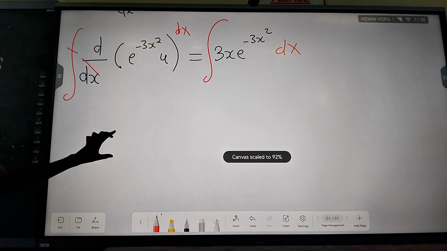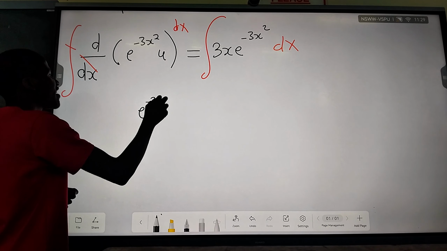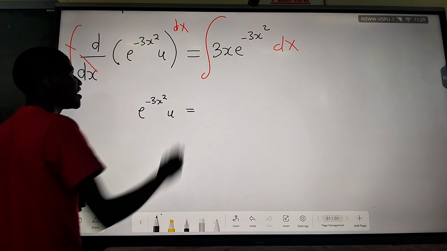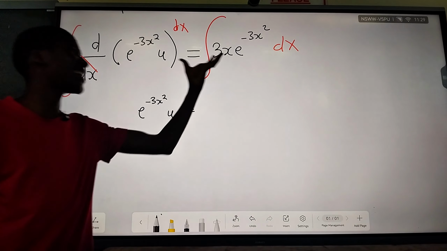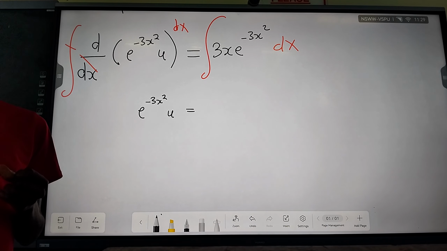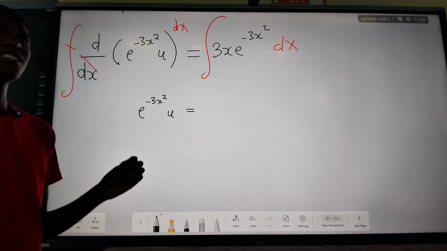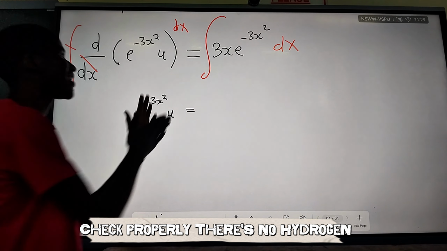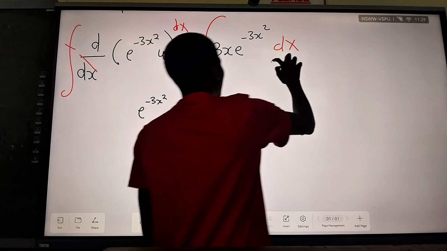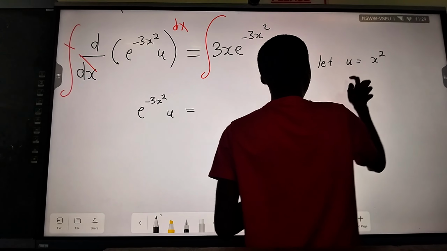So from here, e to the power of negative 3x squared times u is equal to, on the other side, with respect to x, how do we integrate that? By u substitution, yes, the techniques for integration from calculus 2. So we must revisit and remember all the techniques for integration. So let us integrate this on the side: we're going to let u be x squared.